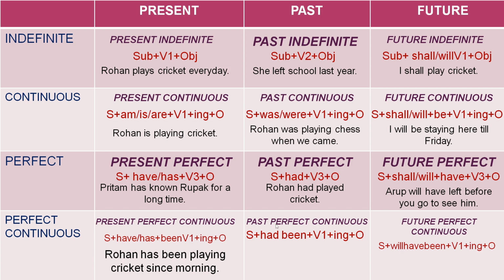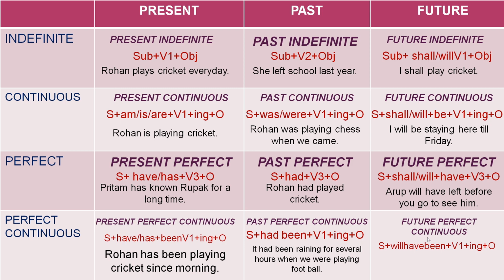Next one is past perfect continuous. The rule is subject plus had been plus V1 plus ing plus object. Example, it had been raining for several hours when we were playing football. So here it is the subject, had been, V1 plus ing here is raining, for several hours when we were playing football, that is our object part.